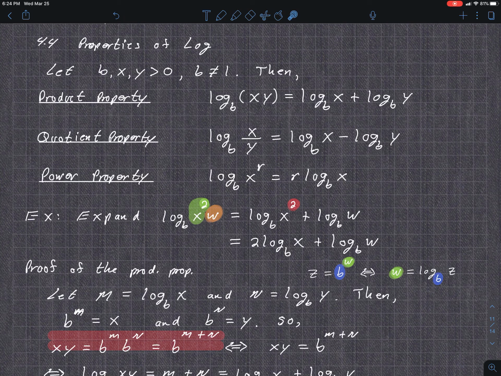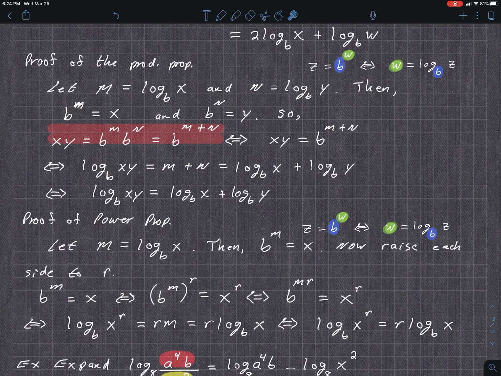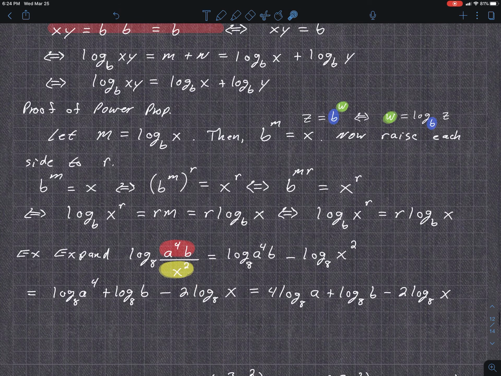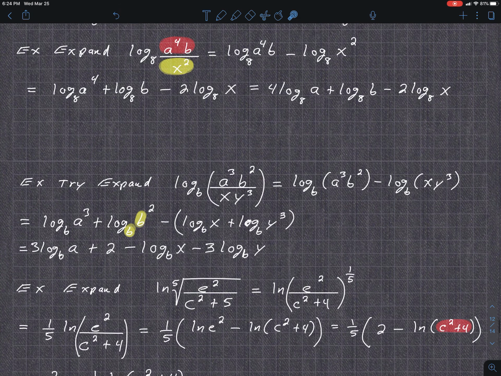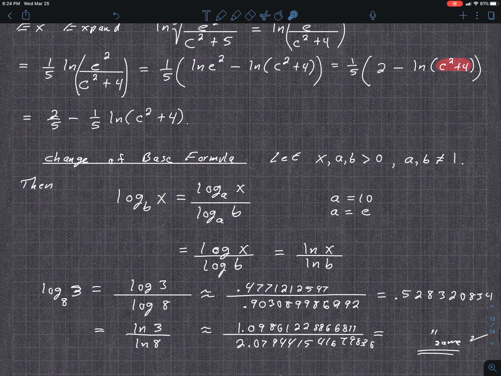So then we left off in 4.4, I believe, properties of logarithms. You just got to know and understand the product property, quotient property, and power property. Know how to apply those. I did some proofs of those, the product and power. And then we applied the properties, so be able to expand out, and expand again all the way out.